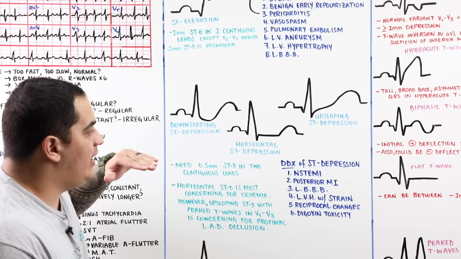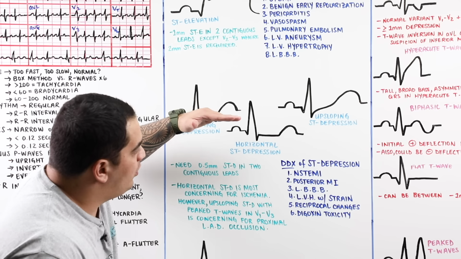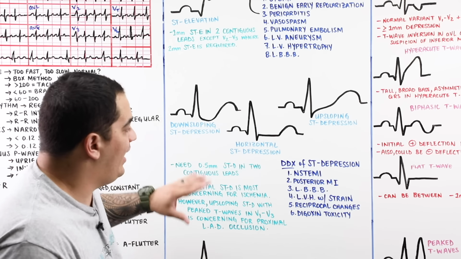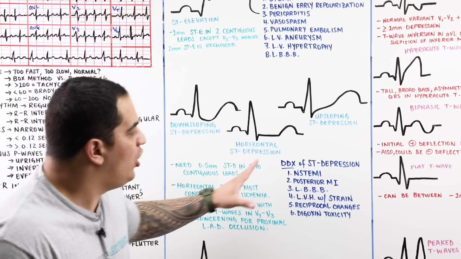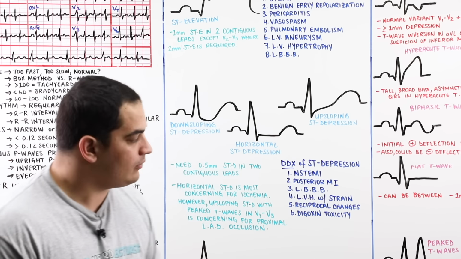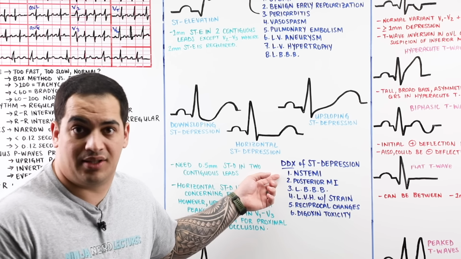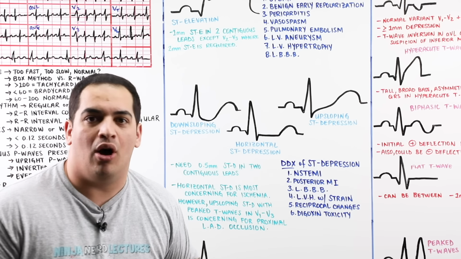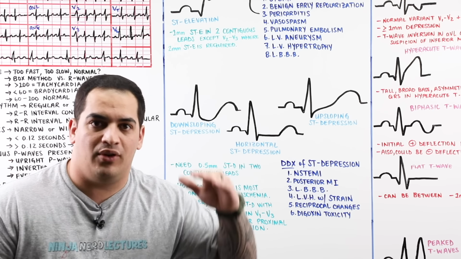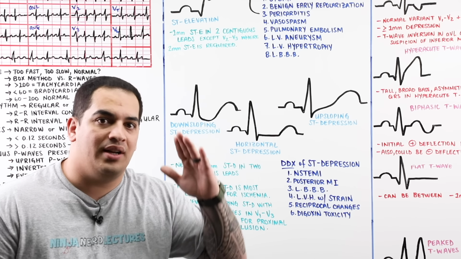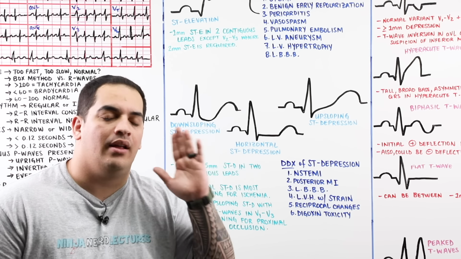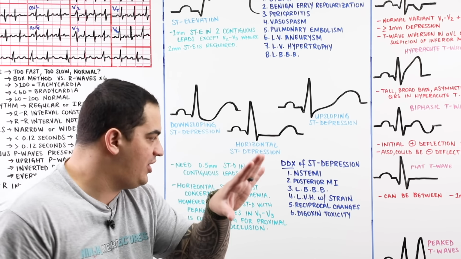ST depressions, what do I need to know? Greater than or equal to 0.5 millimeters below the isoelectric line at the J point is ST depression by definition, and what could that tell me about? STEMI should be at the top of the list. Okay, very important one. But another big one to think about is a posterior MI, especially if you have ST depression with upright T waves and dominant R waves in V1 to V3. Think about posterior MI. We'll go through a bunch of these cases.